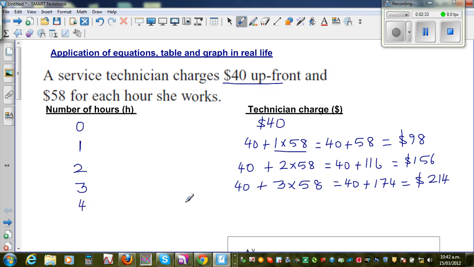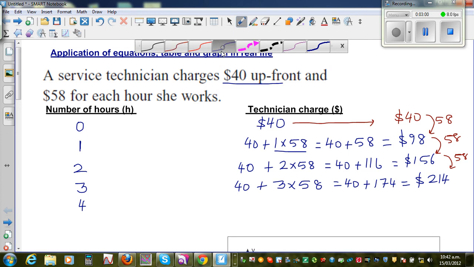Before that, can you see what's happening here? This is increasing. Let us write $40 here, to show you a pattern. So what's happening here? This is increasing by $58. This is also increasing by 58. You're increasing this by 58. So you can follow the same pattern for 4 hours. Let me bring back my blue colors. Without even doing this calculation, you have to add 58 to this. So if you add 58, this is 272.